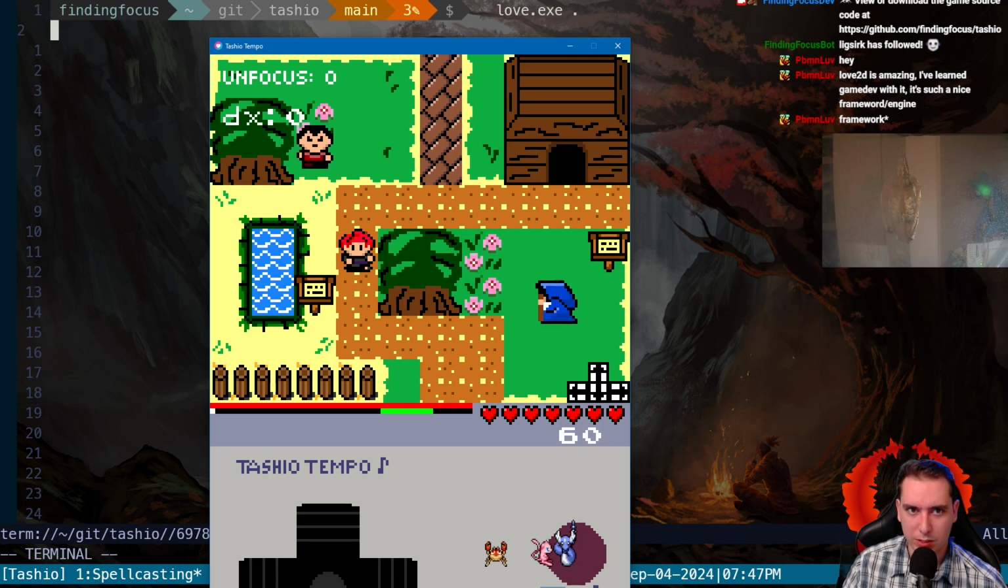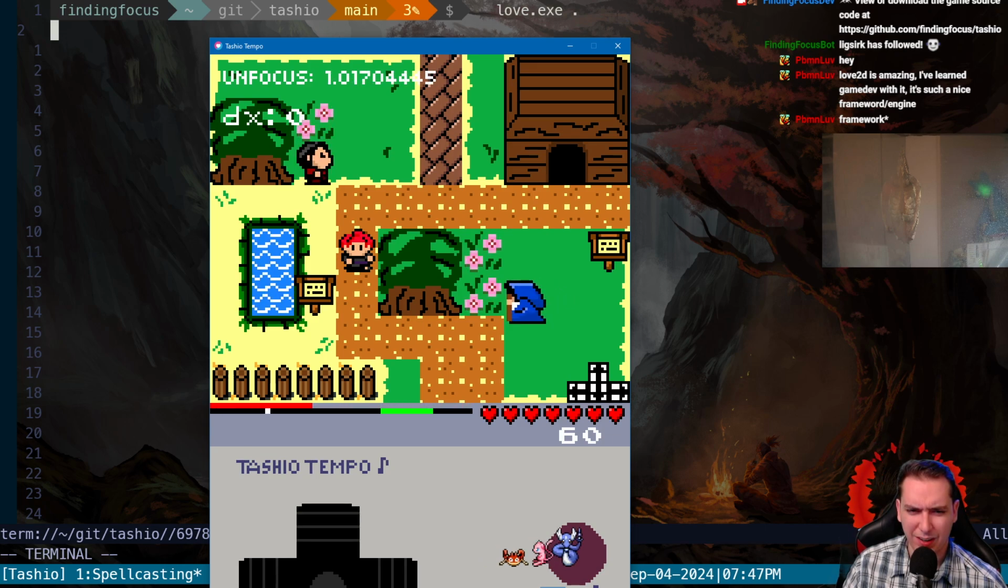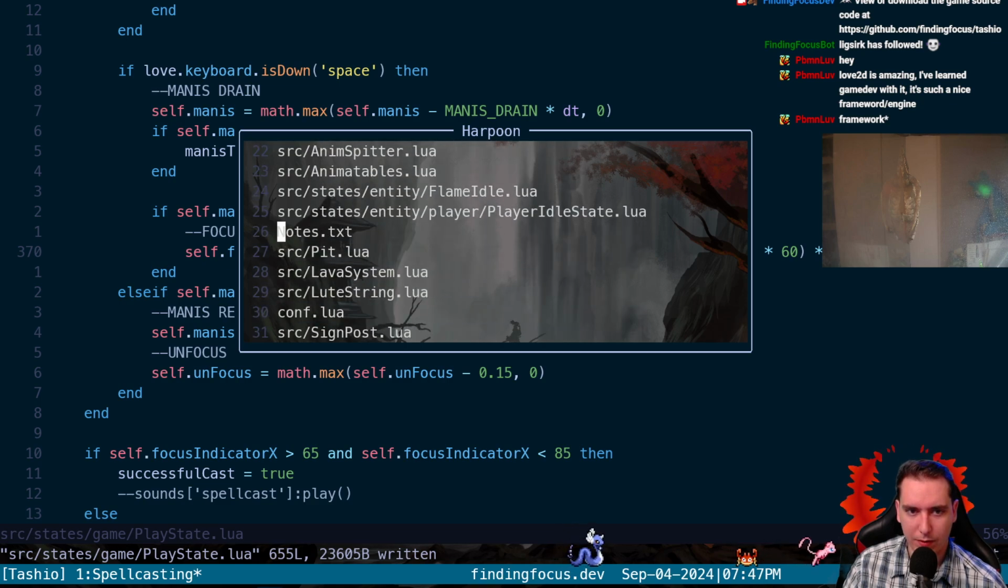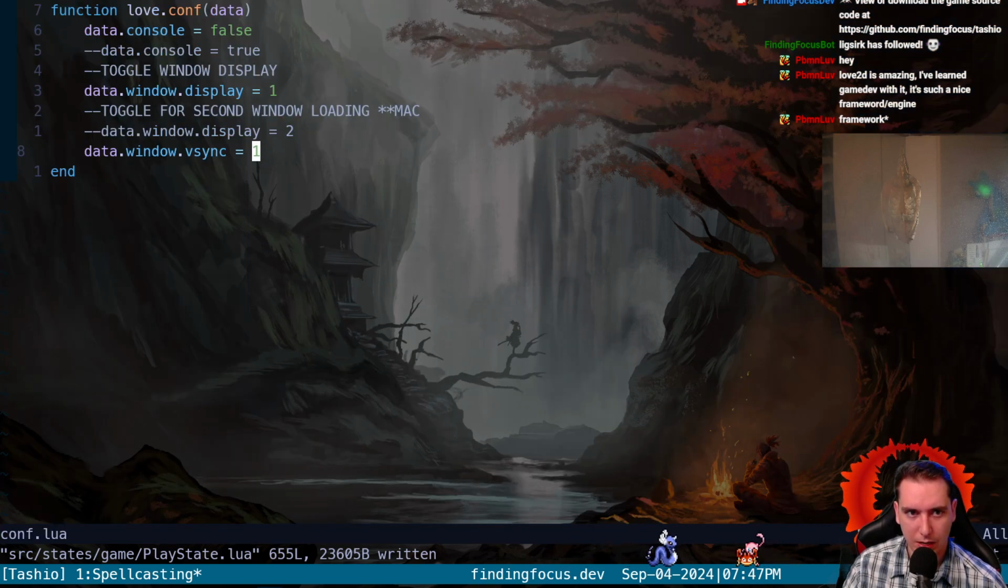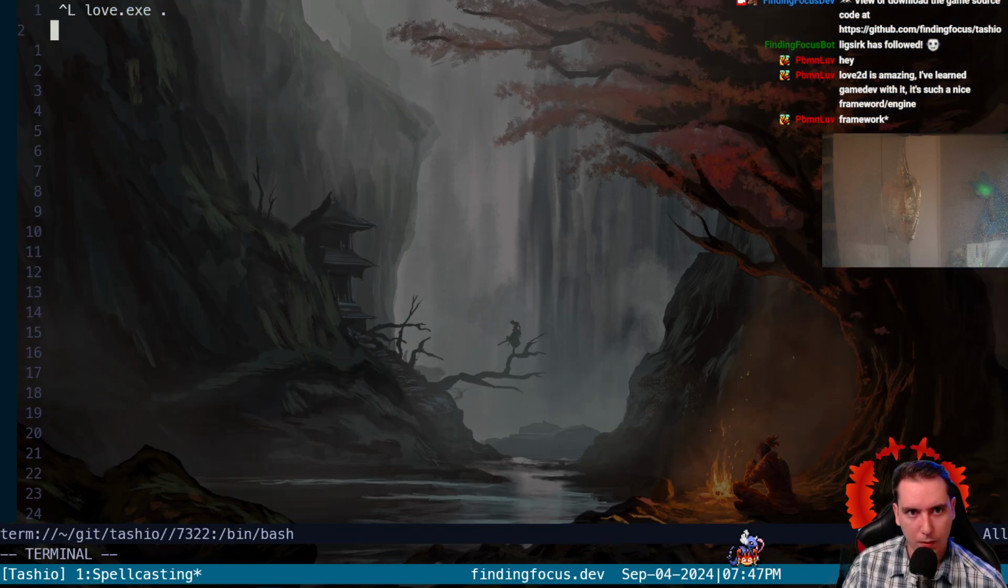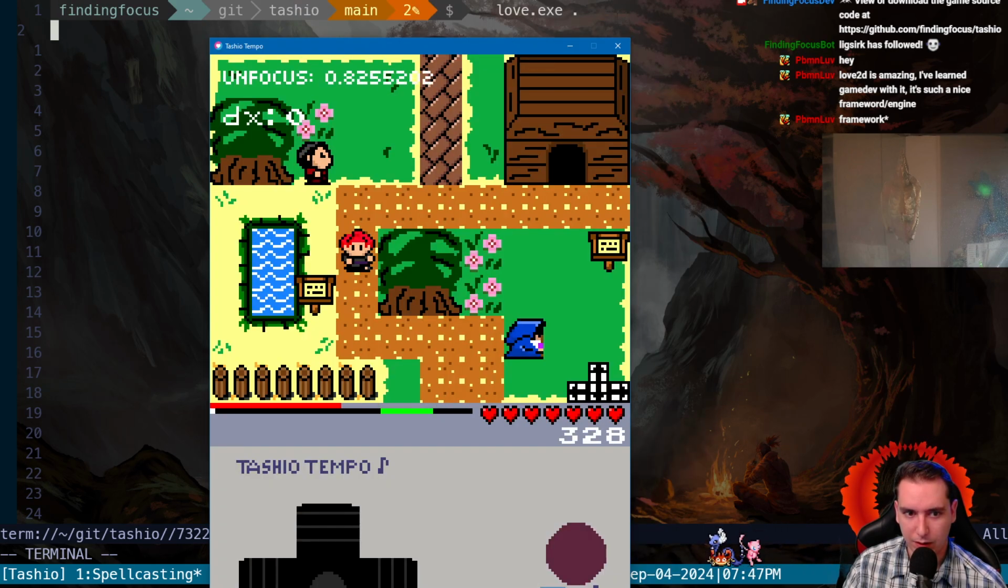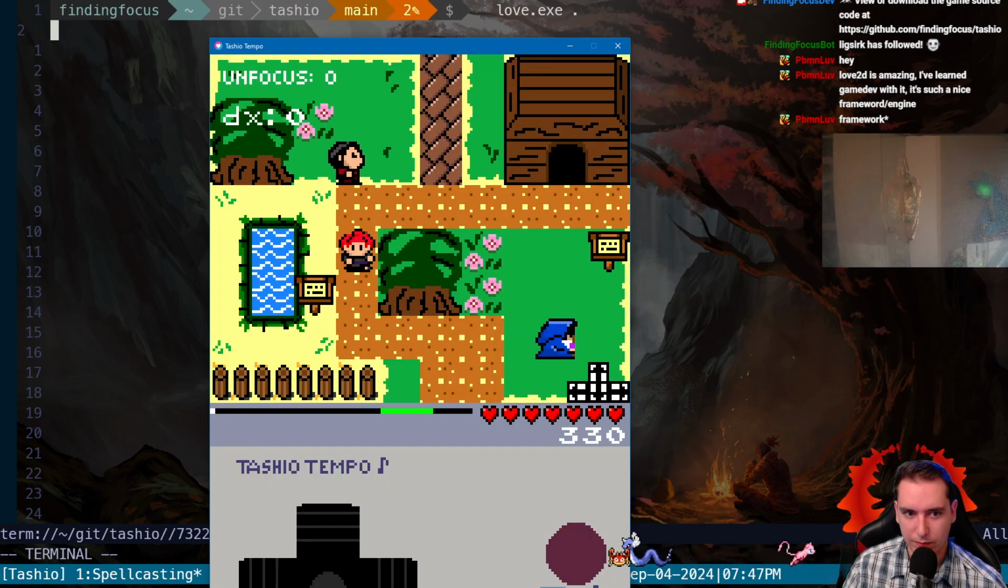But I guess the question is, it looks like we just pass the successful cast range by the time our modus runs out. So let's try to swap VSync off and see if it's about the same timing. Yeah, no. It didn't grow at all.